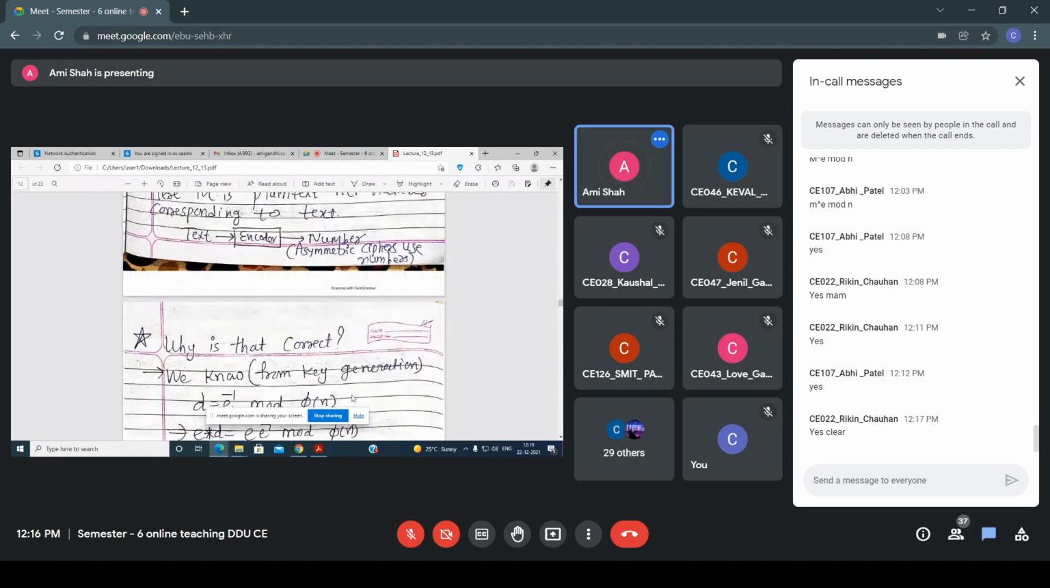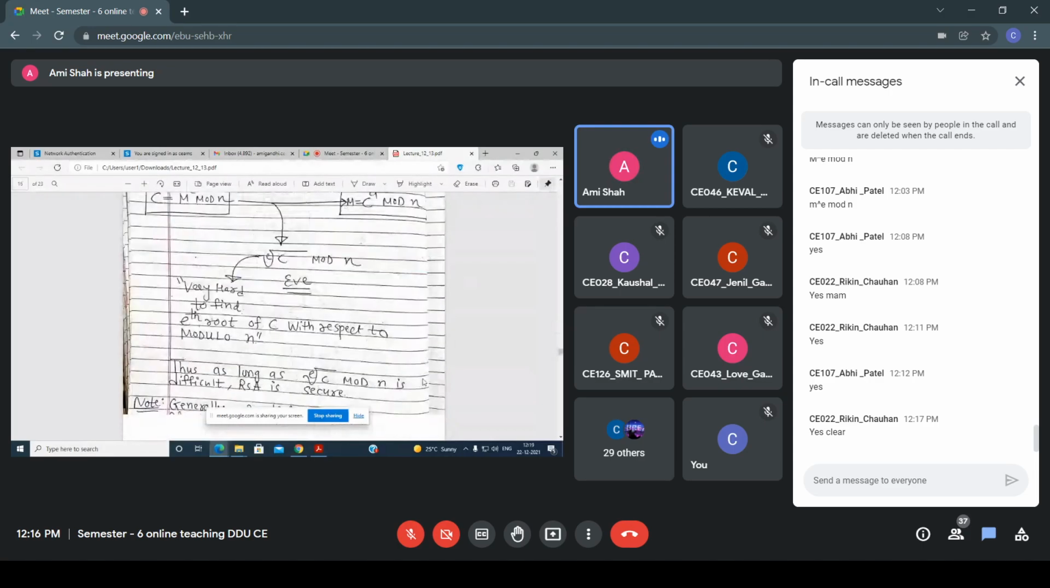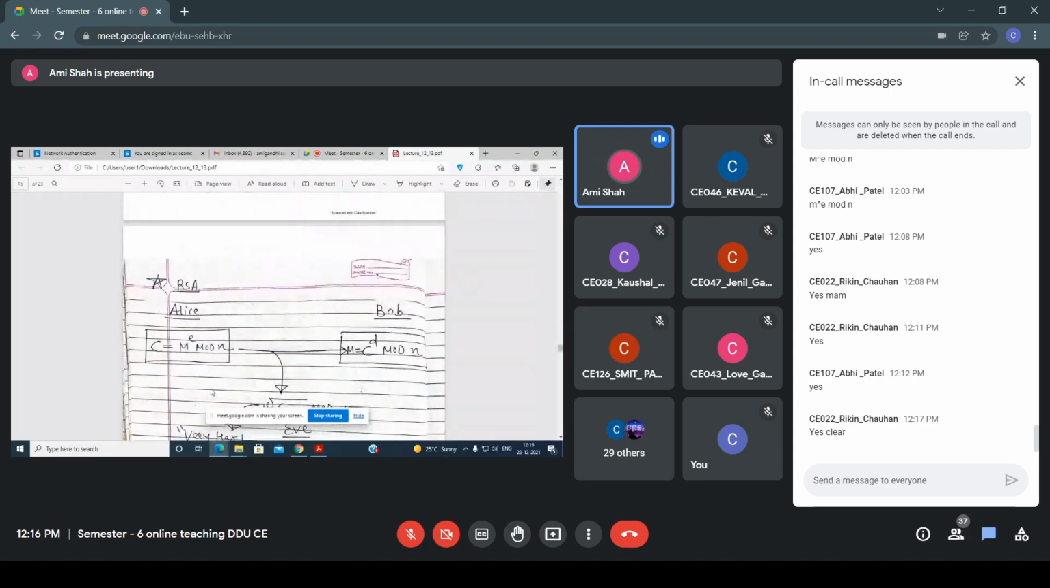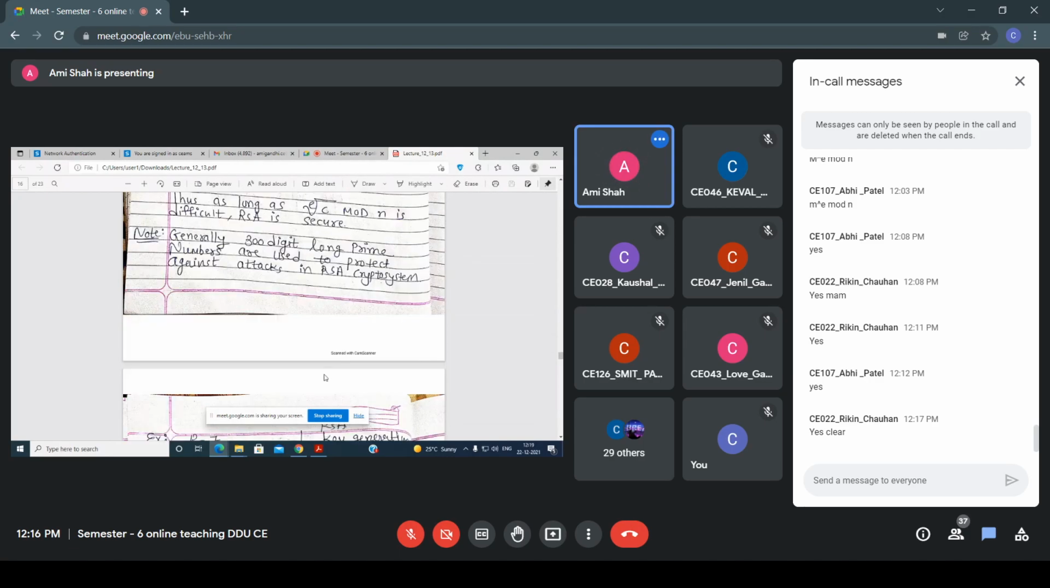And the first reason that I have explained: if this type of equation is given to you, finding the eth root of C with respect to modulo n is very difficult. And this is known as the discrete log problem, which I will explain to you later.